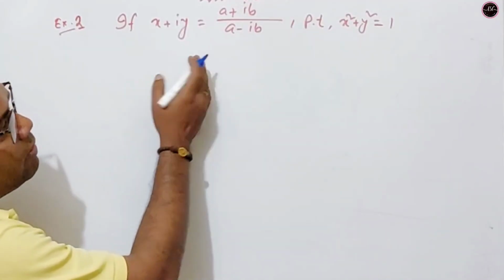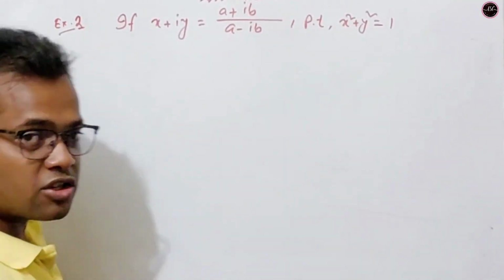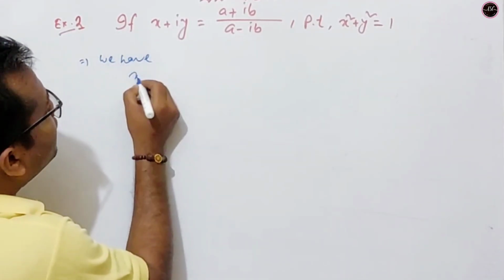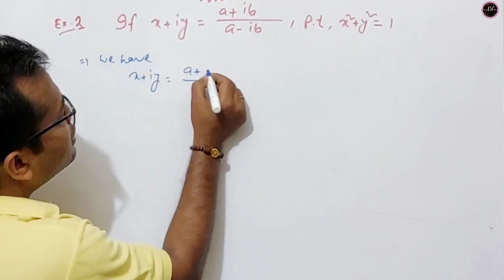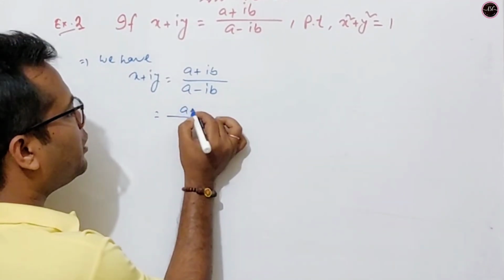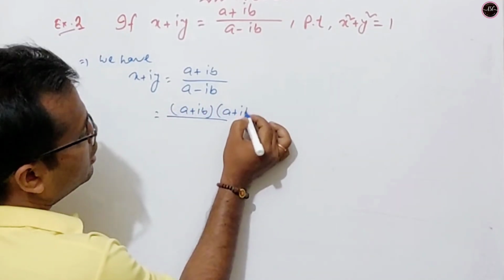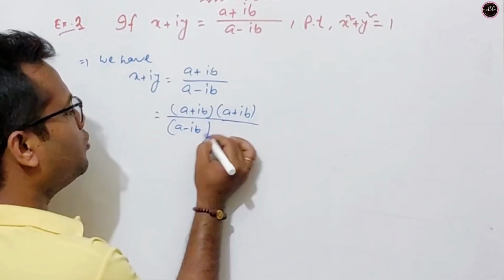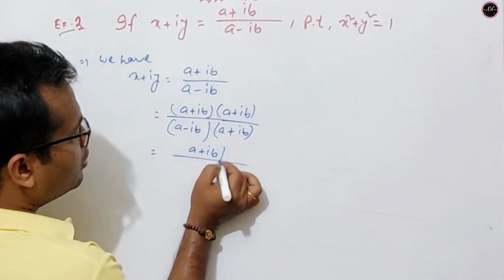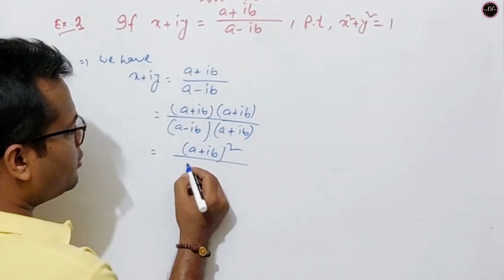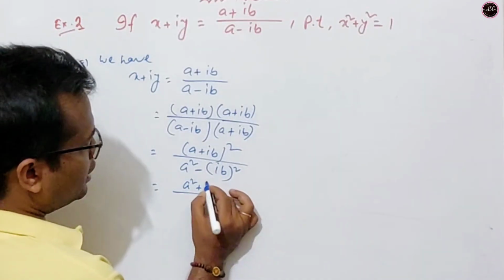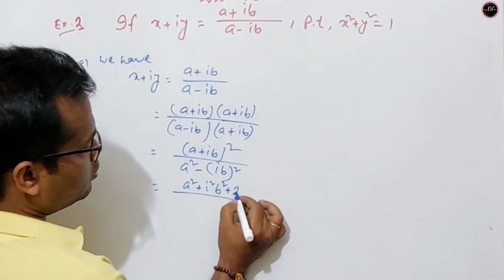Let's look at this question. If x plus iy is equal to a plus ib divided by a minus ib, prove that x square plus y square equals 1. So we have x plus iy equal to a plus ib divided by a minus ib. Just rationalize this. We get a plus ib into a plus ib, and here a minus ib into a plus ib. Just a plus ib whole square, and here by the a plus b, a minus b formula, a square minus ib whole square. So we have a square plus i square b square plus 2abi.